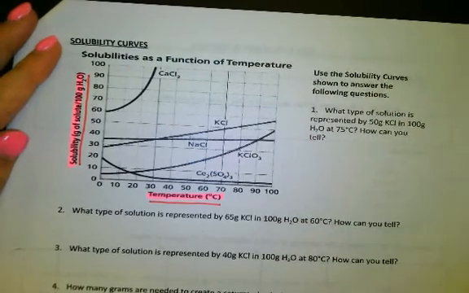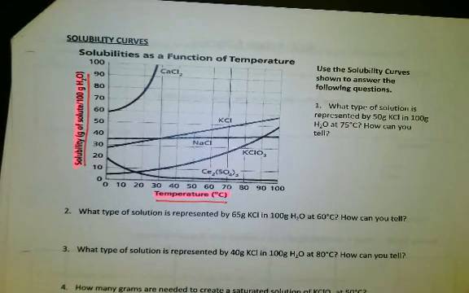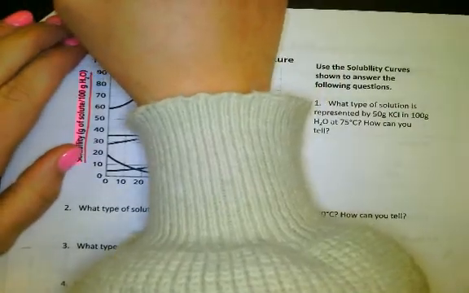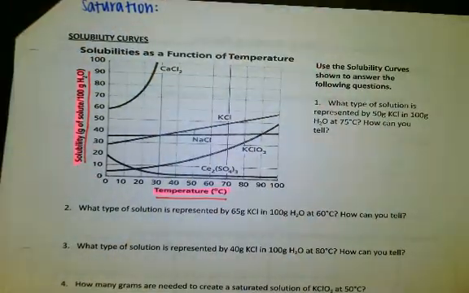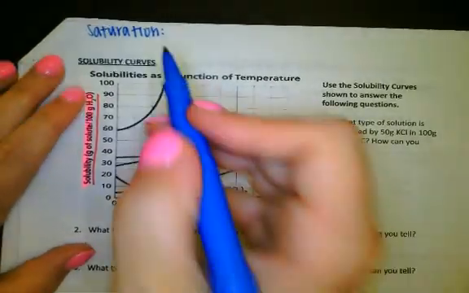Okay, before we start answering these questions, one thing that I want you to write down is the term saturation. And I want you to talk to your table for about 30 seconds on what you think the word saturation means. Talk with your table on what you think the word saturation means. Ready, set, go. Ten more seconds.